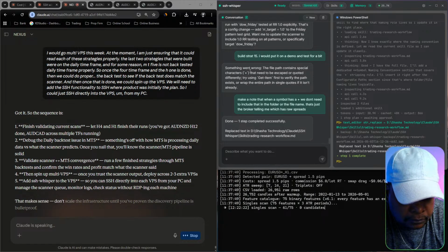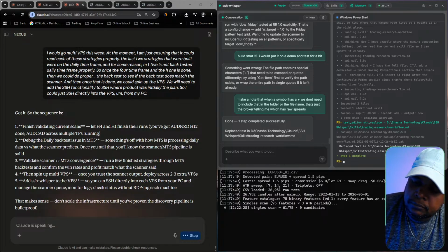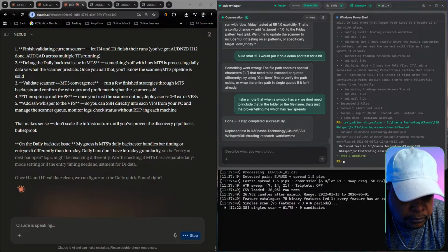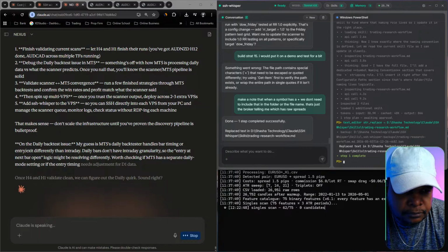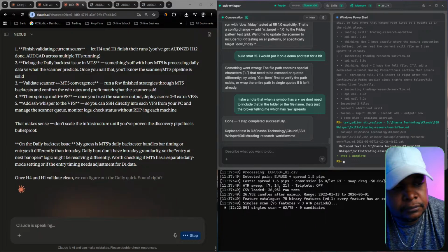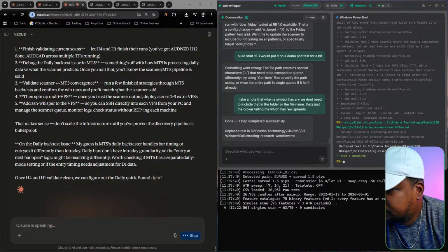That makes sense. Don't scale the infrastructure until you've proven the discovery pipeline is bulletproof. On the daily backtest issue, my guess is MT5's daily backtester handles bar timing or entry and exit differently than intraday. Daily bars don't have intraday granularity, so the entry at next bar open logic might be resolving differently. Worth checking if MT5 has a separate daily mode setting or if the entry timing needs adjustment for D1 data. Once H4 and H1 validate clean, we can figure out the daily quirk. Sound right?